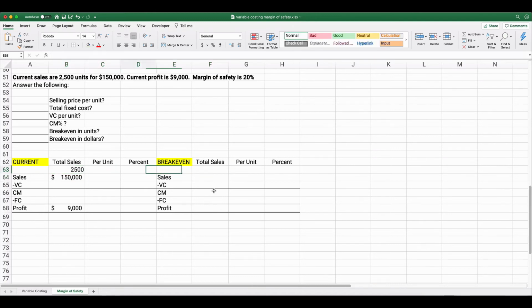So, an easy way to calculate this, we can take the 2,500 times 1 minus the 20%. So that gives us the 80%. So our sales could drop 20%, which would be 500 down to 2,000, looks like. And we can do the same thing with dollars: our sales could drop 20% down to 120,000.